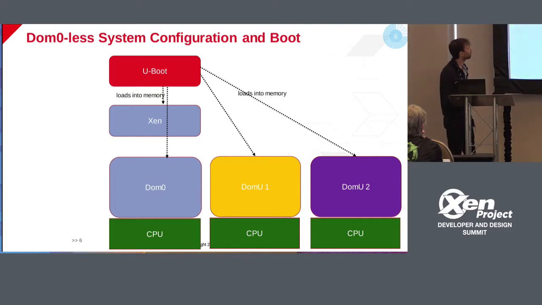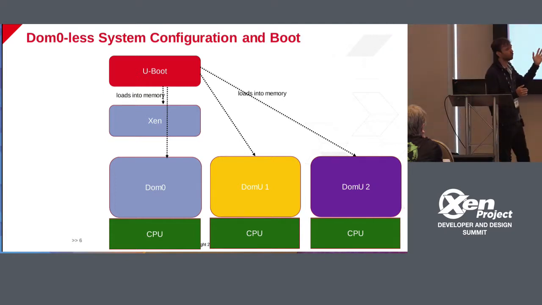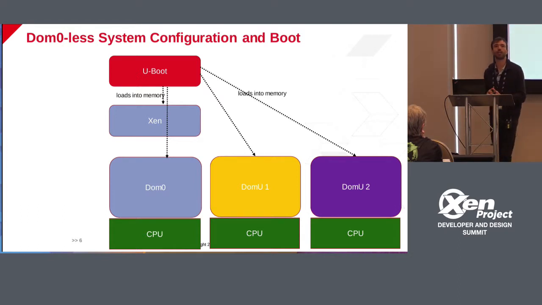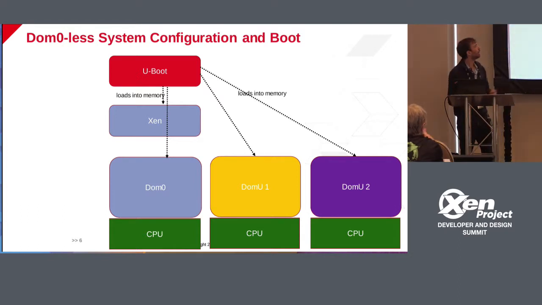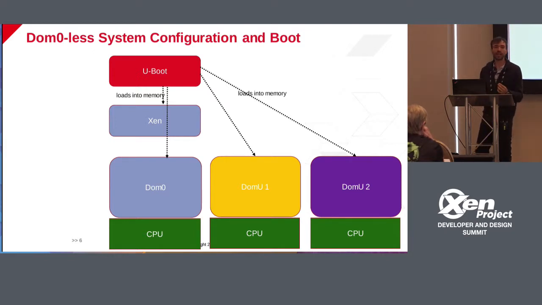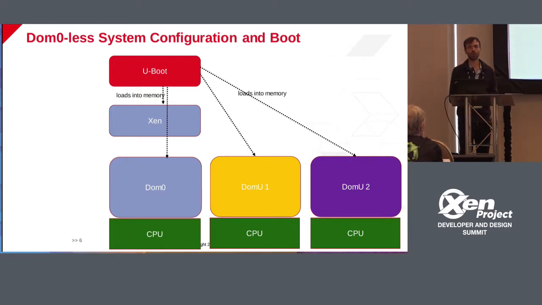U-Boot is already used. Your bootloader could be GRUB, but today it is U-Boot. It is used to load a few binaries into memory. Today it loads the Xen hypervisor, the Dom0 kernel and ramdisk, and the device tree binary into memory. So we extend this protocol to also have U-Boot load the kernel and ramdisk of any other DomU you want to load and boot at boot time.